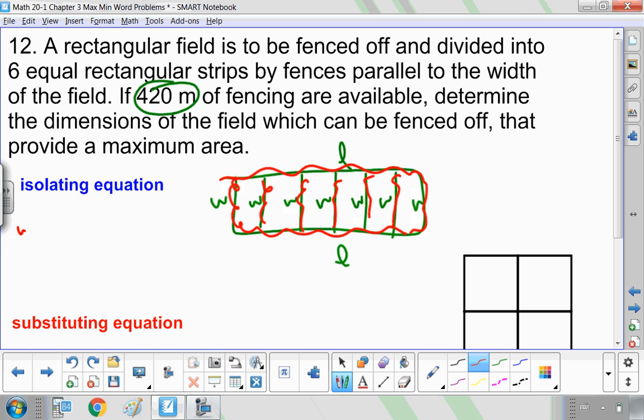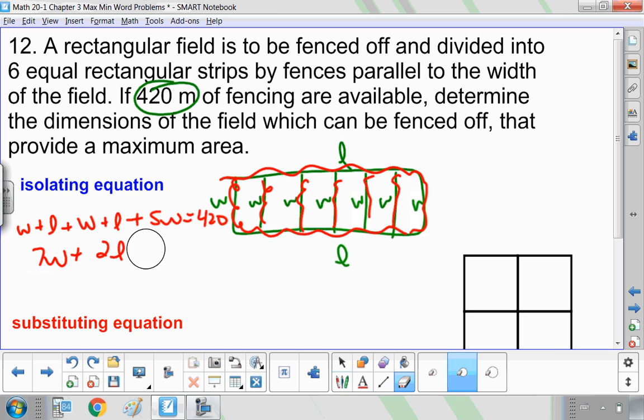So I would have a width plus a length plus a width plus a length plus 1, 2, 3, 4, 5 more lengths to separate it into 6 sections. That altogether will equal 420. Or, combining my like terms, 7W plus 2L is equal to 420. I'm using this as an isolating equation because I want to isolate for one of my variables.